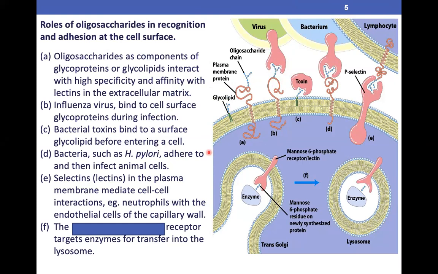So again, just so you guys get familiar with the format, what was the name of the receptor that I talked about in the previous slide that was important for targeting enzyme to transfer them to lysosomes? What was the name of that receptor? Yeah, mannose-6-phosphate. Exactly.